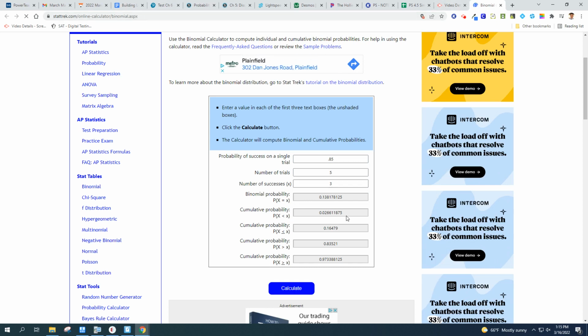Now this gives me more than what I need, but what we need to look at is this right here. It says x equals 3, x is less than 3, less than or equal to 3, greater than 3, greater than or equal to 3. We definitely want to look at just when x equals 3, so there's our number, 0.1382. Same thing.